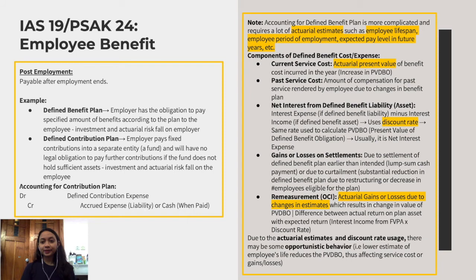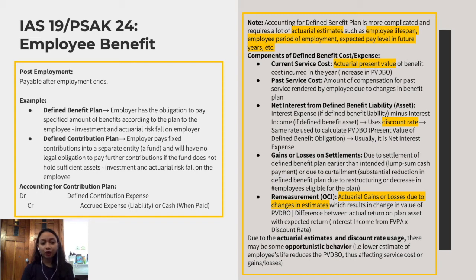Next is the post-employment benefit, which is employee benefit that is payable after the employment ends. It is categorized into two. The first is the defined benefit plan, in which the employer has the obligation to pay a specified amount of benefits to employees according to the plan, and the investment and risk fall on the employer. Meanwhile, the second category is the defined contribution plan, in which the employer pays a fixed amount of contributions into a separate entity, which is a fund, and will have no further obligation if the fund does not hold sufficient assets, and the investment and risk thus fall on the employee.